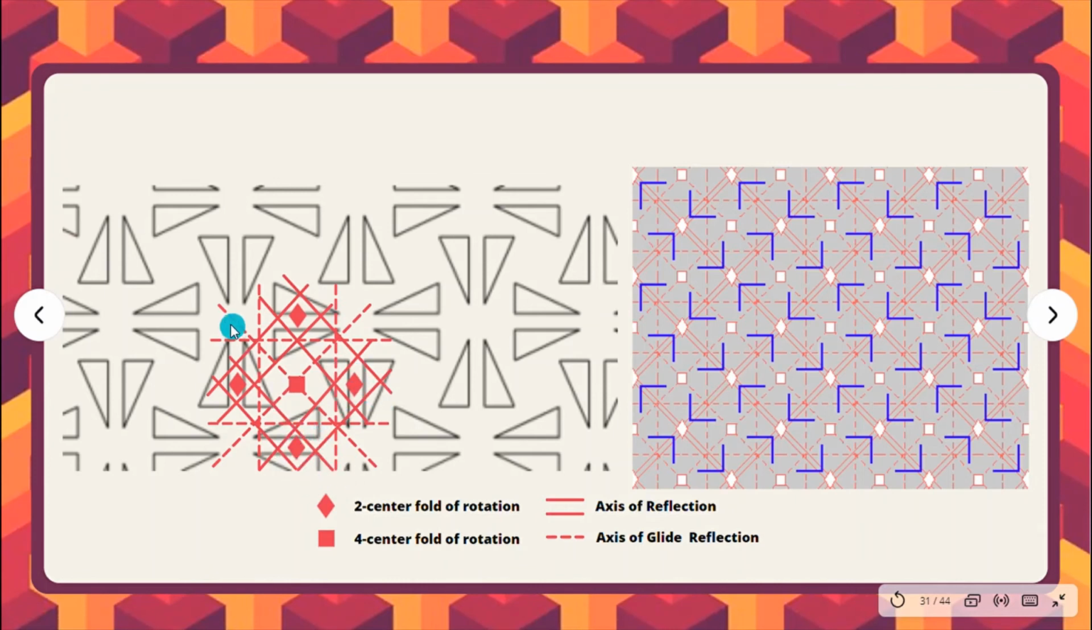And we can also declare that these angles of reflection here are formed diagonally, running through the fixed points of twofold rotations. And we have diagonal ones, but they pass through the four centerfold rotations. Hence, this is the pattern which can be formed repeatedly along the plane.